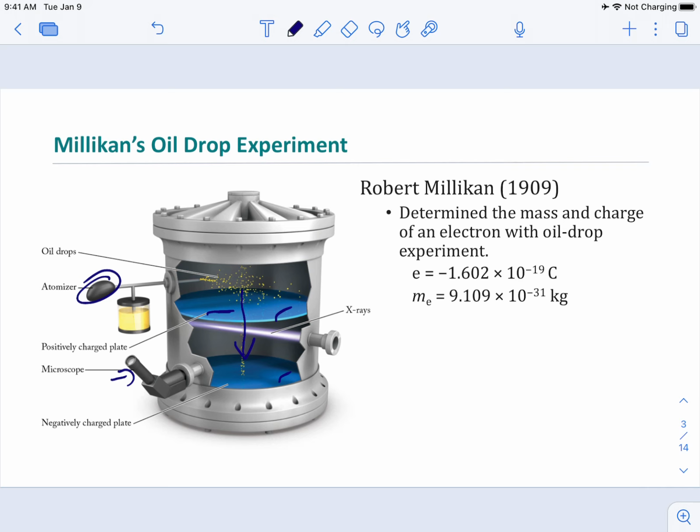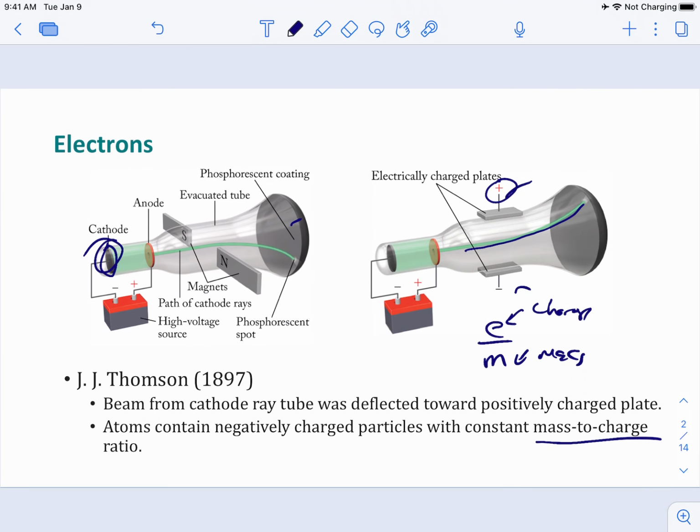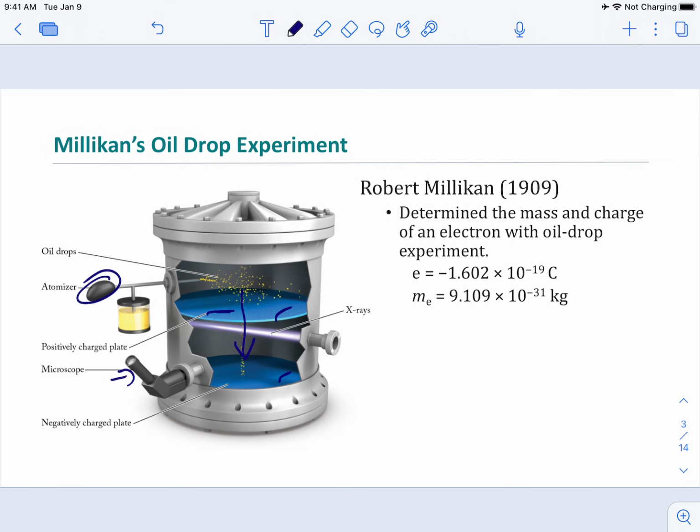And once he calculates the charge, then obviously he can calculate the mass, because we already know what E over M equals. If he calculates E, then he can figure out what M is. So that's what allowed him to get the charge and the mass of the electron.